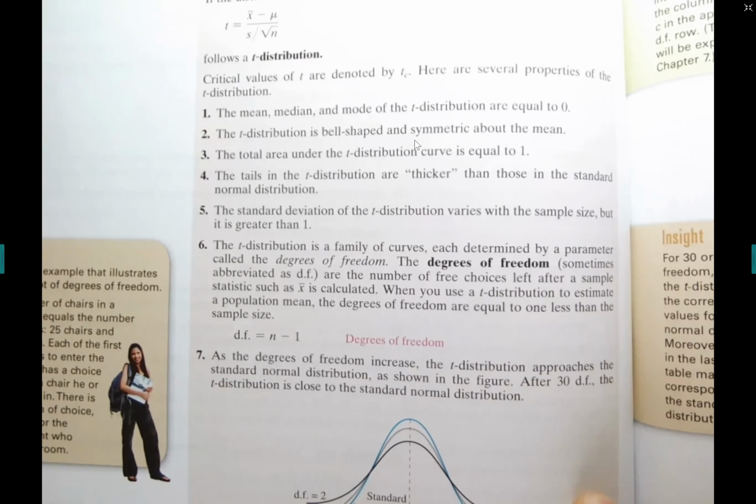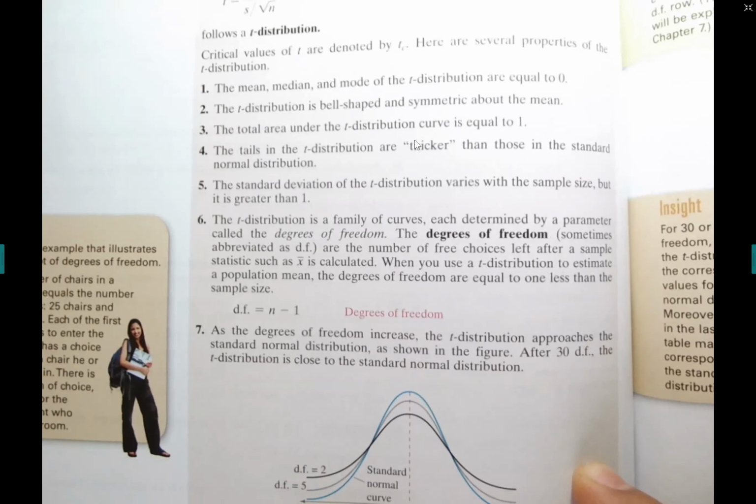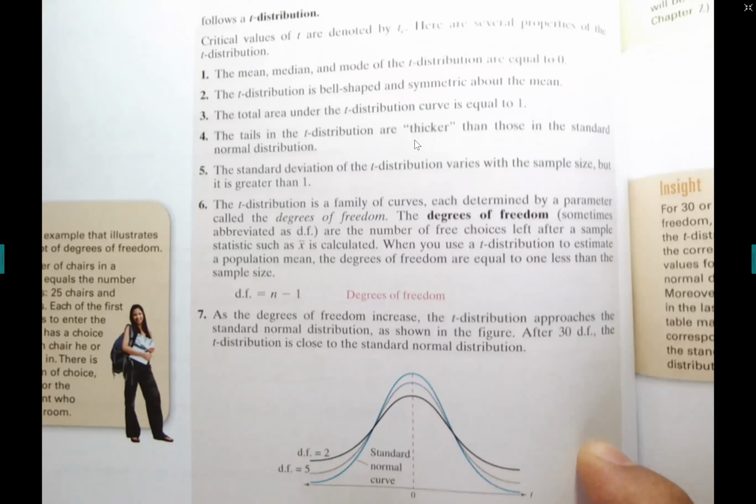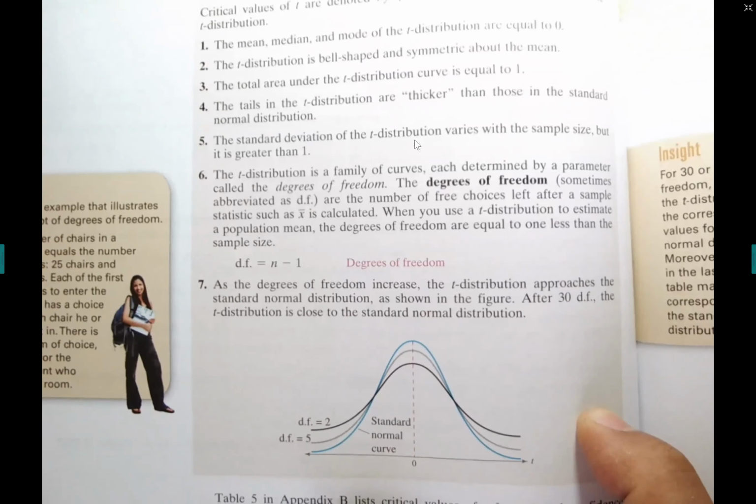And the T distribution is a family of curves, each determined by a parameter called the degrees of freedom, abbreviated DF. It's the number of free choices left after a sample statistic such as X bar is calculated, and it's denoted by n minus one. And as I said, as the degrees of freedom increase, the T distribution approaches the standard normal distribution.